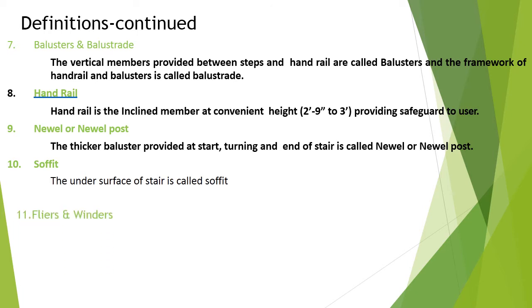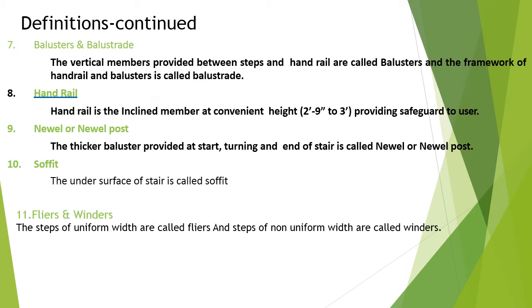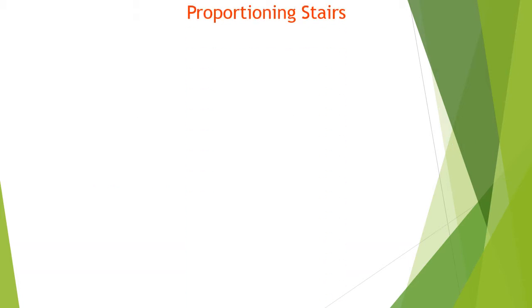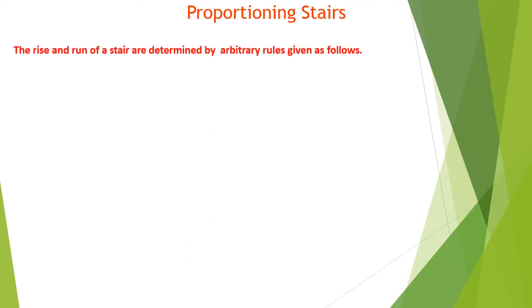Soffit. The under surface of the stair is called a soffit. Flyers and winders. The steps of uniform width are called flyers, and the steps of non-uniform width are called winders. Pitch or slope. The inclination of the line of nosing with respect to the floor or landing is called a pitch. Waist slab. The concrete slab provided to support steps is called a waist slab.